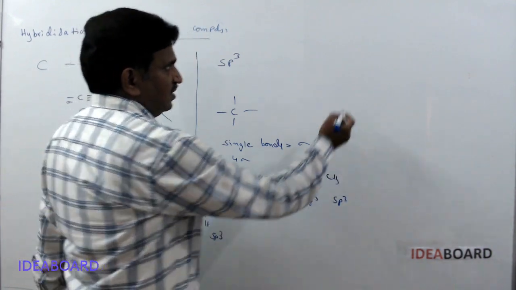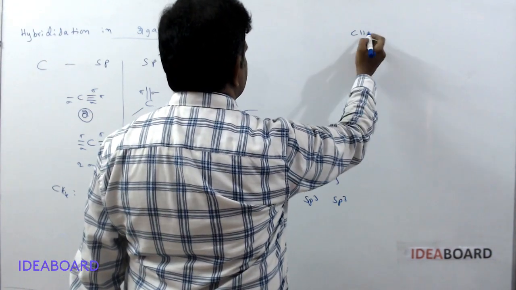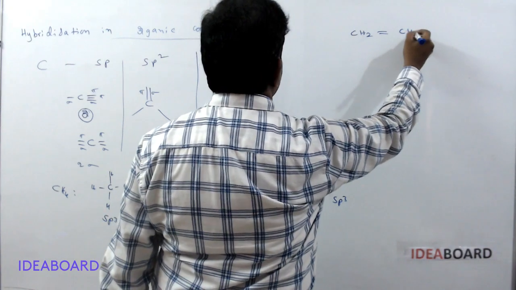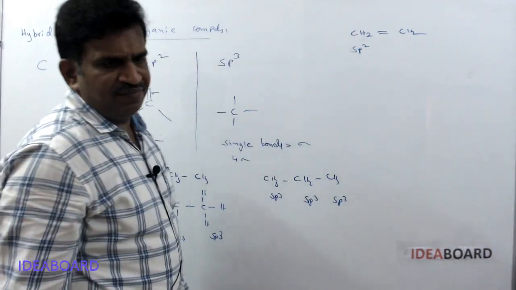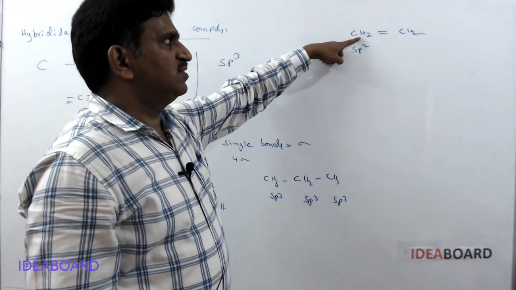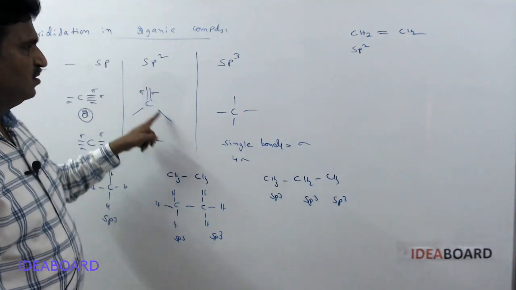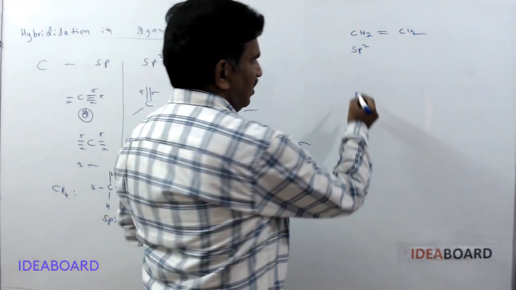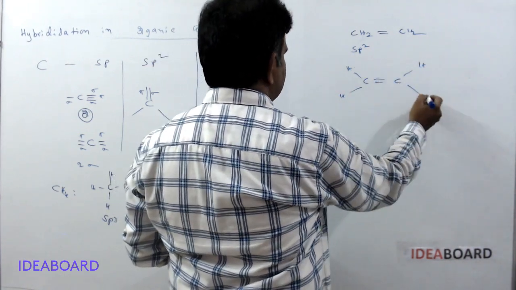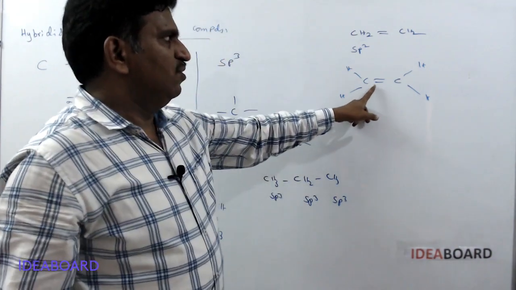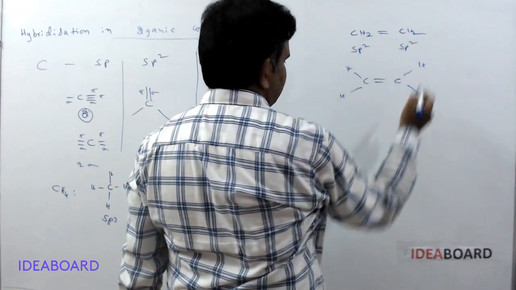And next I am taking another example, CH2=CH2. Suppose it is CH2 double bond CH2. Here what is the hybridization? Yes, it is sp2. Why? Because it is having two hydrogens and one double bond. This is hydrogen, hydrogen, and this is a double bond, and again hydrogen, hydrogen. So around this carbon, one double bond, two single bonds. So this is sp2. Here, this is also sp2.